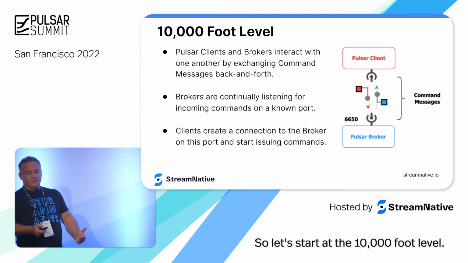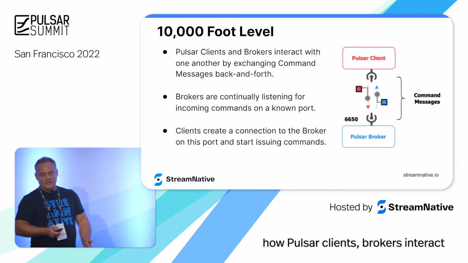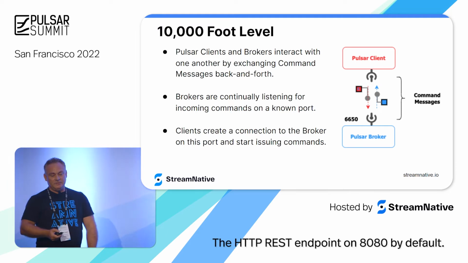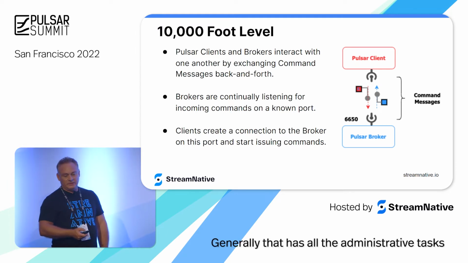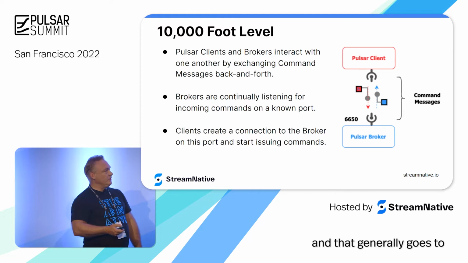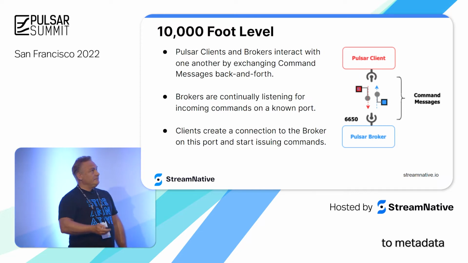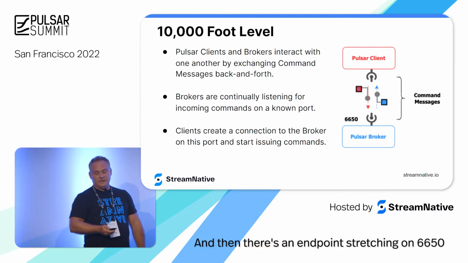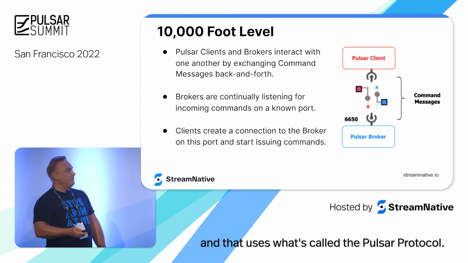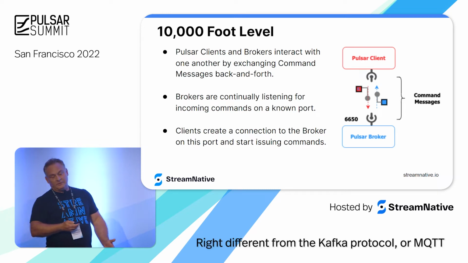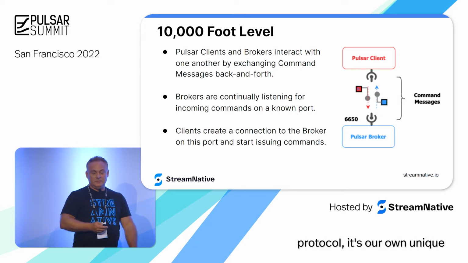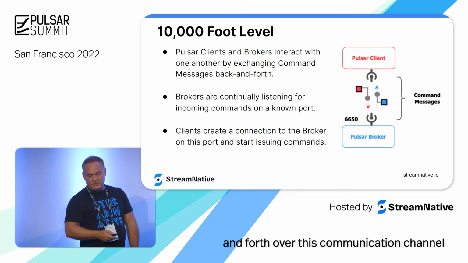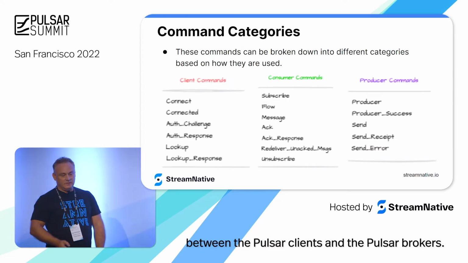So let's start at a 10,000 foot level. I want to talk a little bit about how Pulsar clients and brokers interact with one another. As you know, a Pulsar broker exposes two endpoints to its clients. The HTTP REST endpoint, on port 8080 by default, generally has all the administrative tasks, and that generally goes to metadata manipulation inside your coordinator, your Zookeeper store. And then there's an endpoint traditionally on 6650 that's used for data transmission, and that uses what's called the Pulsar protocol, right? Different from the Kafka protocol or the MQTT protocol. It's our own unique client-server protocol. Command messages are sent back and forth over this communication channel to control the flow of data between the Pulsar clients and the Pulsar brokers.